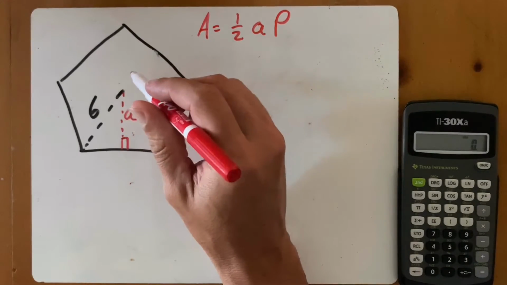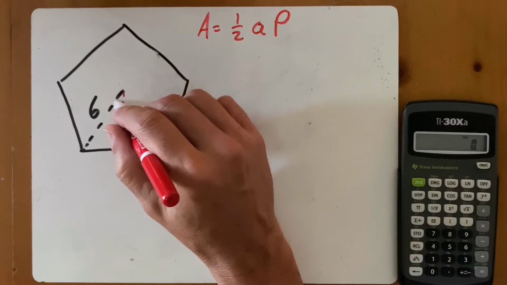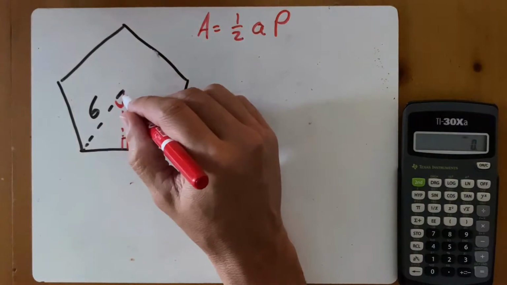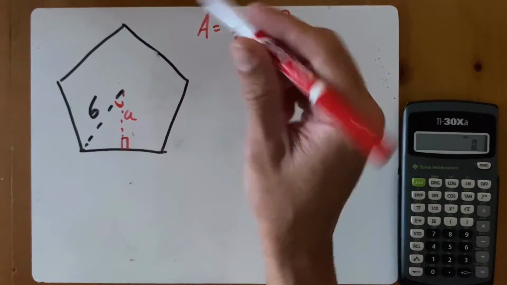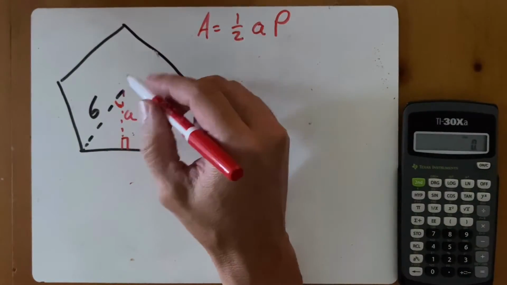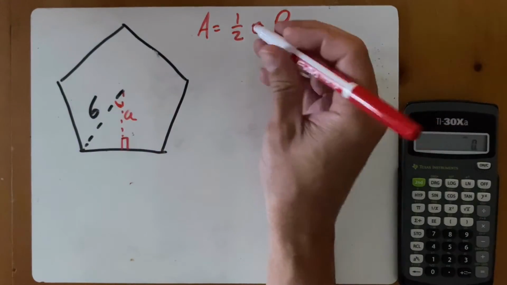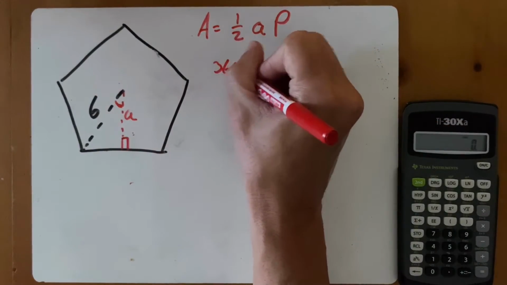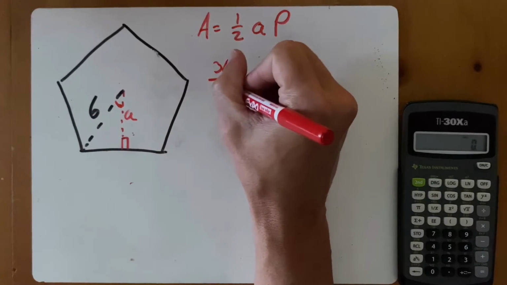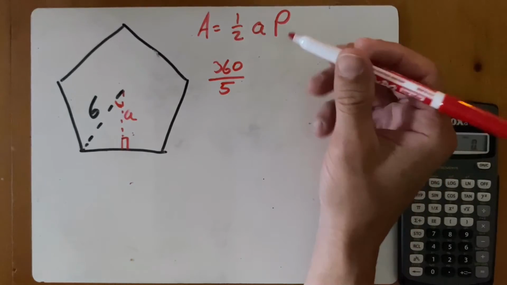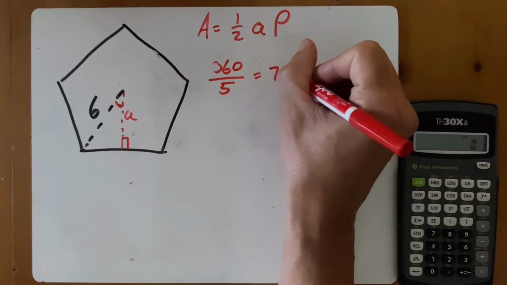All right, first thing we're going to do is find this angle here, and that's going to be half of one of the central angles. So first things first, let's find a central angle. It's a 5-sided figure. We know that all the central angles have to add up to 360. So we're going to take 360 and divide it by how many central angles there are. And since it's a 5-sided figure, there's 5 central angles. So that's going to equal 72 degrees.